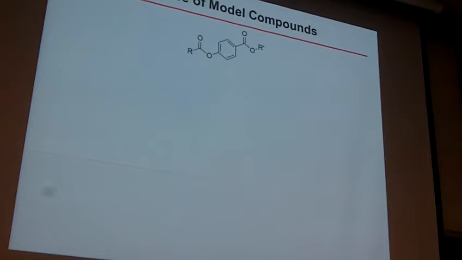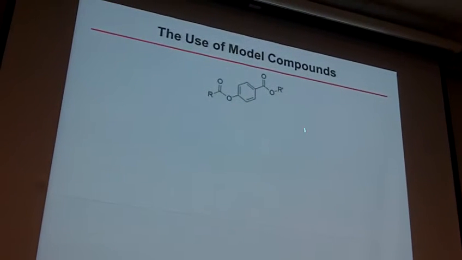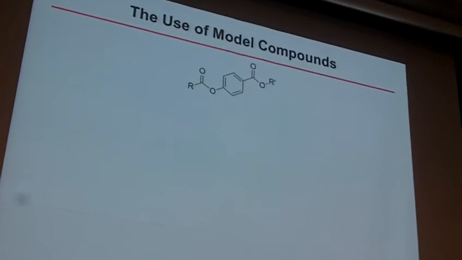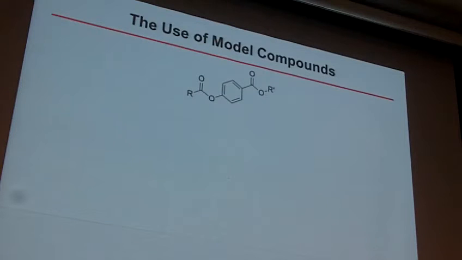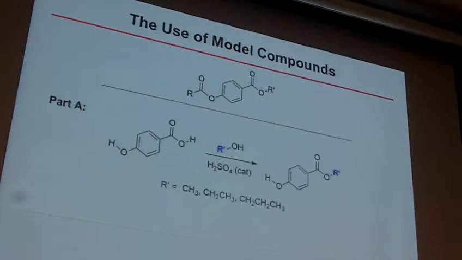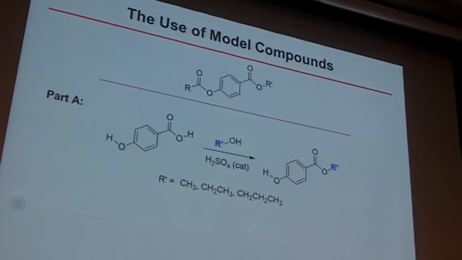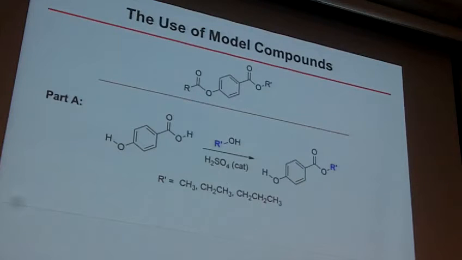The general idea of making these model compounds is that we're going to make a bunch of diesters that look like this. They're going to have an alkyl group on one side and an alkyl group on the other side. How are we going to do that? In experiment 20A, what we'll be doing this week, we'll be doing what's called a Fischer esterification reaction, and I'll go into the nuts and bolts on how that works in a few minutes.